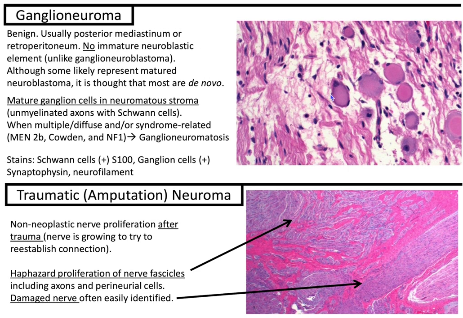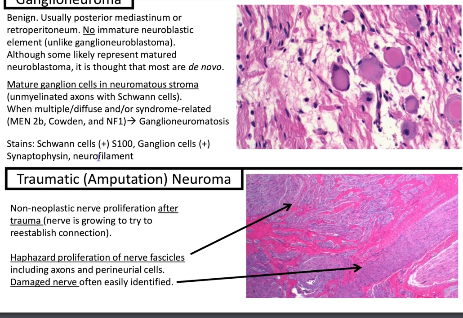For my conceptual understanding, I like to think of these as a spectrum. Your ganglioneuroma is the most mature. Then you have your ganglioneuroblastoma, which is in between ganglioneuroma and neuroblastoma. So with neuroblastoma, if it's more mature but still has immature elements, it's a ganglioneuroblastoma, and if it's completely mature, it's a ganglioneuroma.